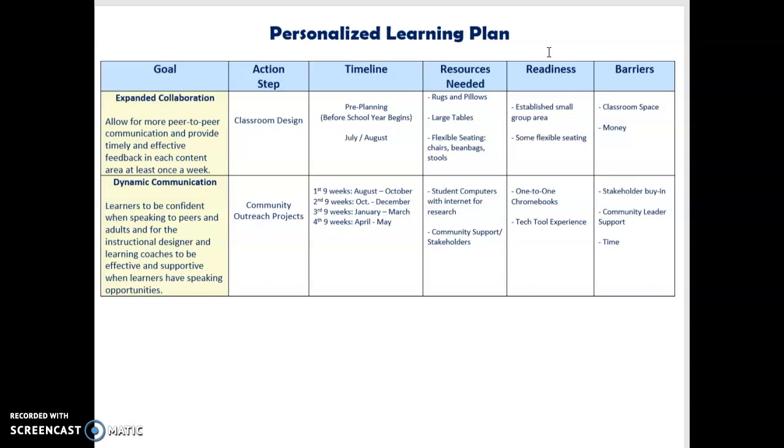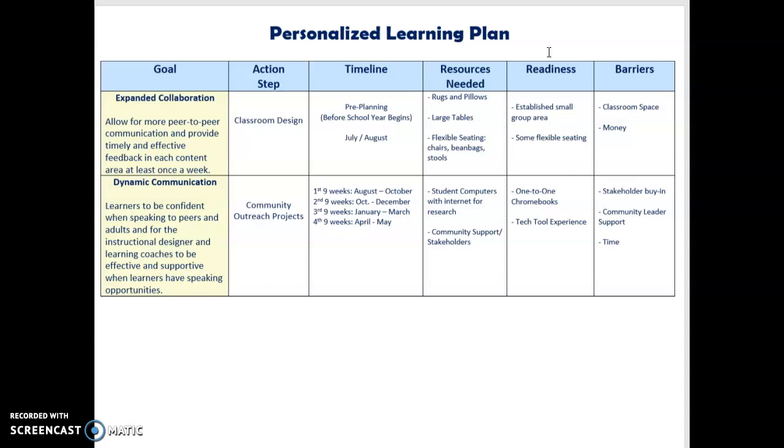So the final goal that I have is dynamic communication, and my goal would be that learners would be confident when speaking to their peers and adults, for the instructional designer and the learning coaches to be effective and supportive when learners have speaking opportunities. So my action step would be community outreach projects. My idea is that at the beginning of each grading period, students would pick one content area and they would work together to co-plan with myself and with their peers in creating a project that would solve a community goal.